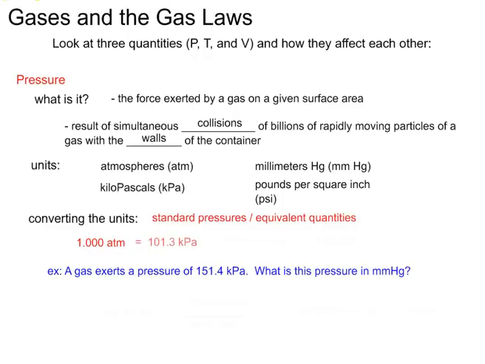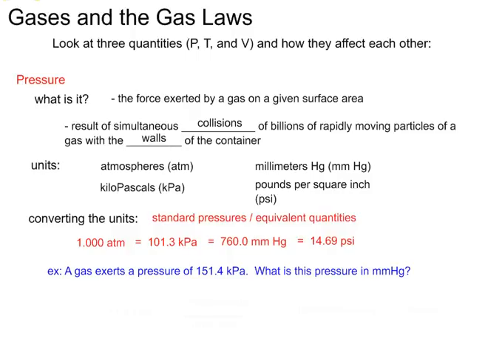That is equivalent to 101.3 kilopascals, which is equivalent to 760.0 millimeters of mercury, which is equivalent to 14.69 pounds per square inch, psi. So here's an example. A gas exerts a pressure of 151.4 kPa. What is the pressure in millimeters of mercury?